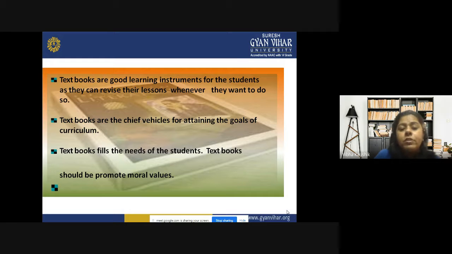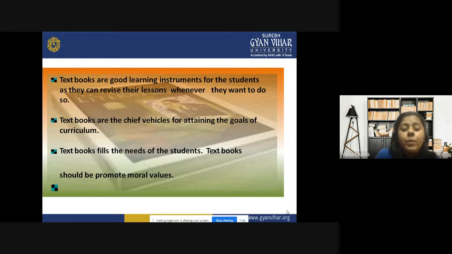Textbooks are the chief vehicles for attaining the goals of the curriculum, and every curriculum and every subject has some prescribed goals and objectives, and textbooks help us to attain those goals, objectives and purposes. Textbooks fill the needs of the students. The textbook is written in accordance with the psychological needs of the students, so we can see that the textbook is filling the needs of the students.